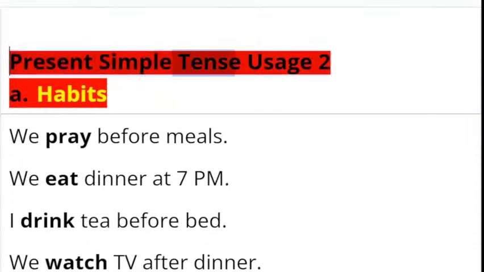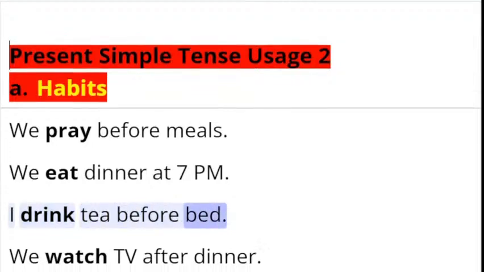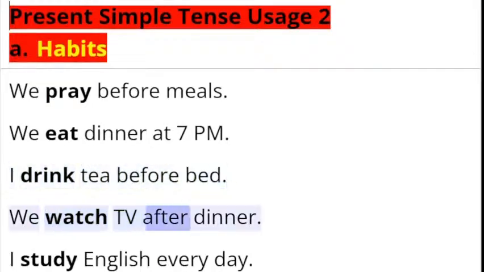Present simple tense usage, A: Habits. We pray before meals. We eat dinner at 7 p.m. I drink tea before bed. We watch TV after dinner.